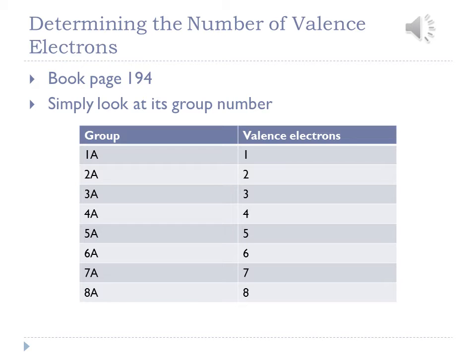Aluminum and boron in group 3A have three valence electrons. Carbon and silicon in group 4A have four valence electrons. Nitrogen and phosphorus in group 5A have 5 valence electrons. Oxygen and sulfur in group 6A have 6 valence electrons. Fluorine and chlorine in group 7A have 7 valence electrons. Neon and argon in group 8A have 8 valence electrons. The exception is helium. It is in group 8A and has only 2 valence electrons.